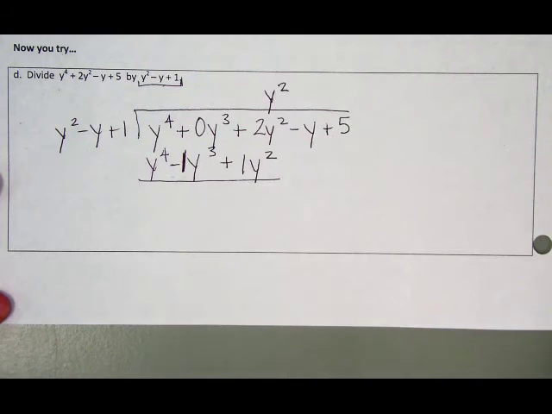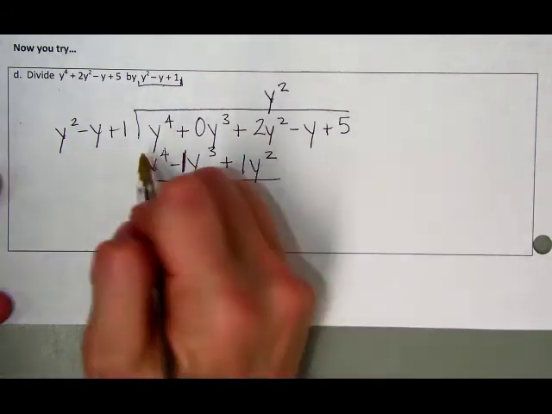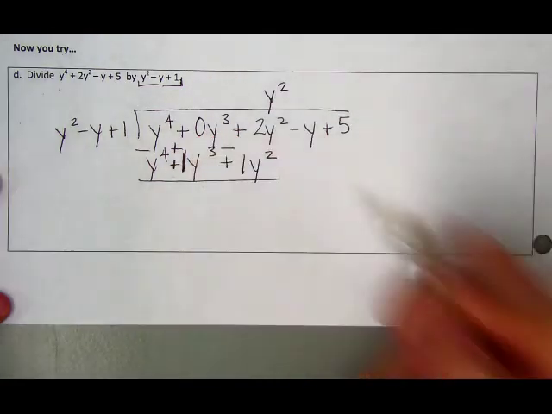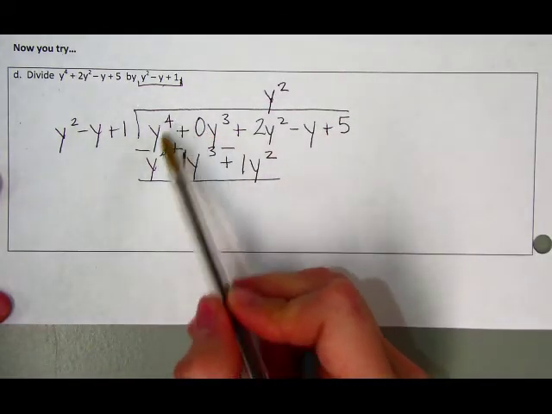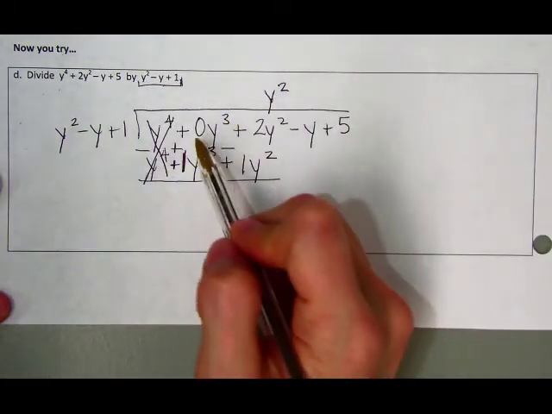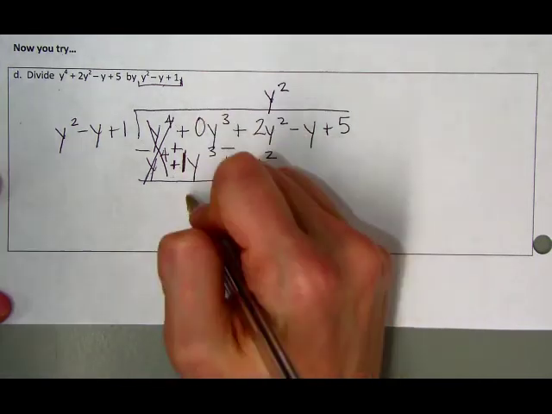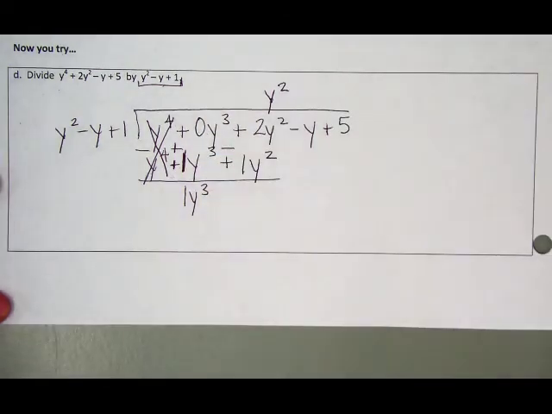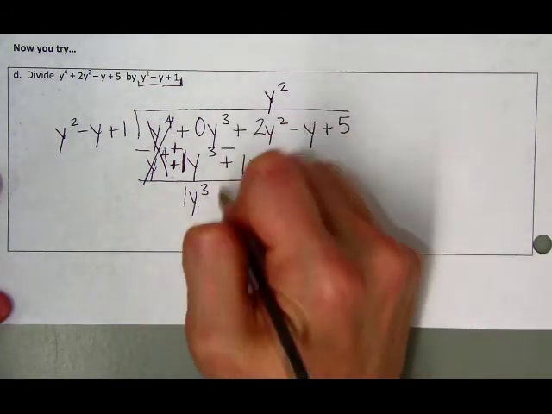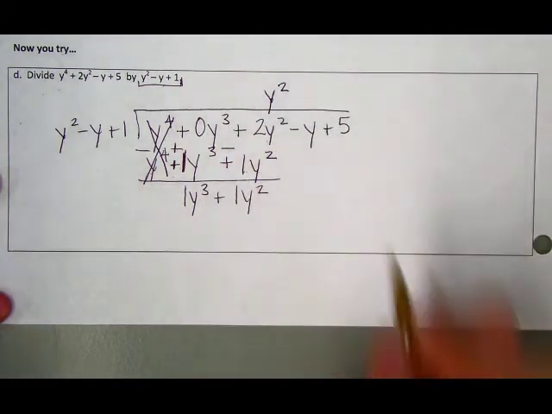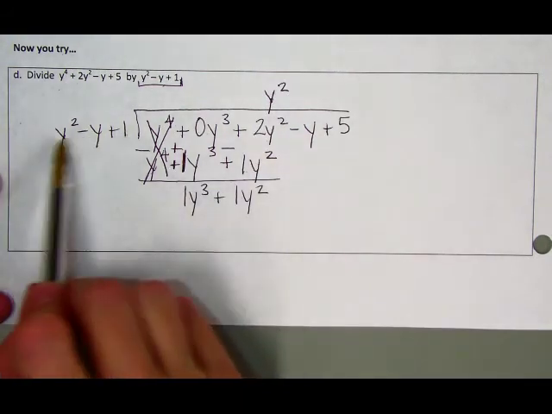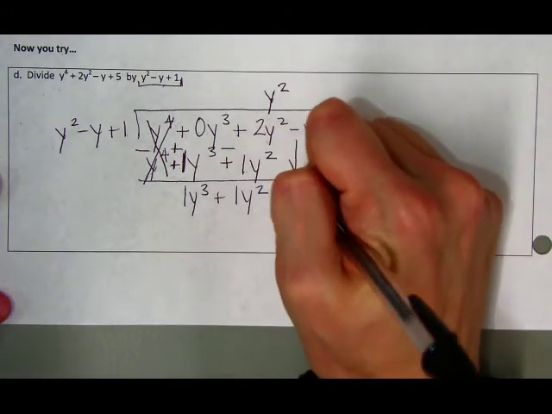Doing the same thing that we did in example 2, we're going to subtract all of our terms. Wherever we have double negatives, we can fill them in as positives. y to the 4th minus y to the 4th cancels out like we wanted it to. 0y cubed plus 1y cubed gives us 1y cubed. And 2y squared minus 1y squared gives us a positive 1y squared. Since we have nothing left over, we have our trinomial still on the outside. We want to bring down our next term.